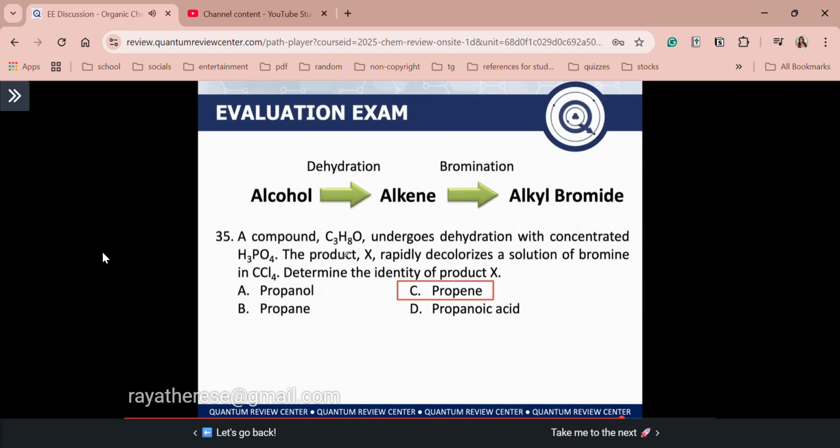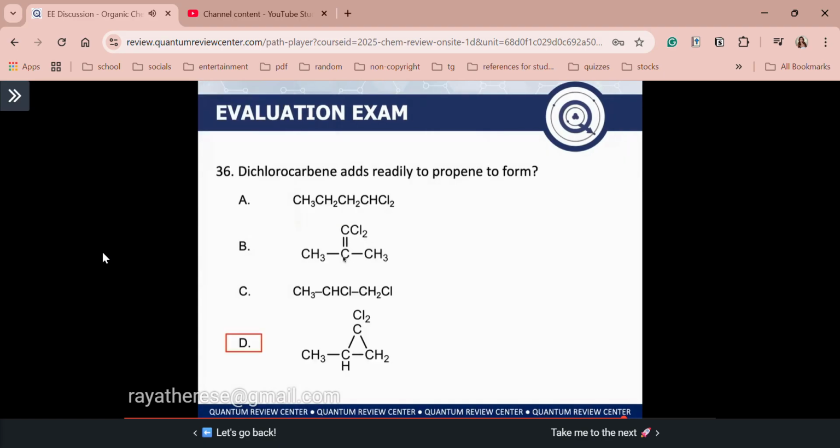Alright, for number 35, again class, you should know how to interpret reactions when they are in paragraph form. For 35, the answer is letter C. Propene is the answer.